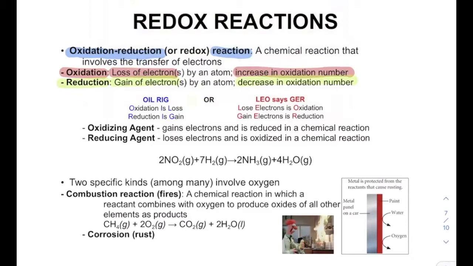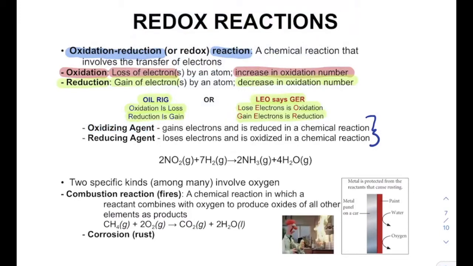One way that people remember this trend is OIL RIG. Oxidation is losing and reduction is gaining. Or LEO the lion says GER. So losing electrons is oxidation, gaining electrons is reduction. And this is just a little side note. If you have a compound that is doing the oxidation, itself gets reduced, but it is causing the oxidation, that is called an oxidizing agent.